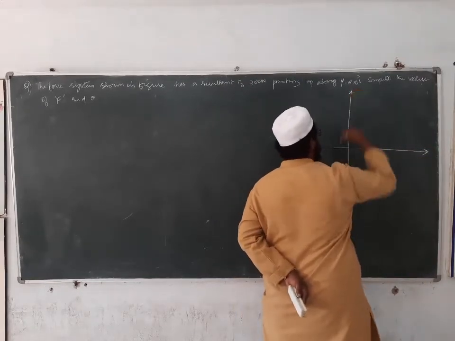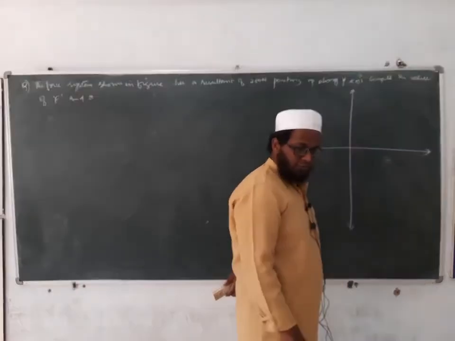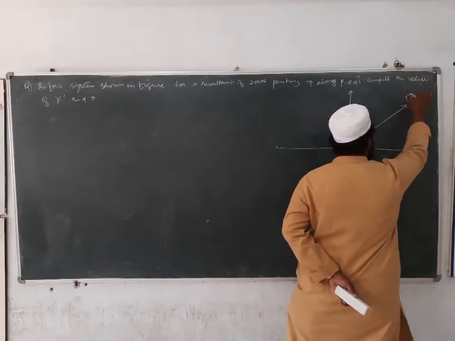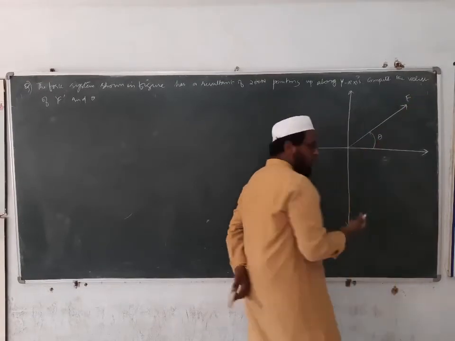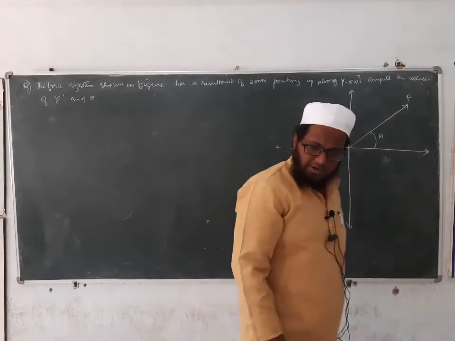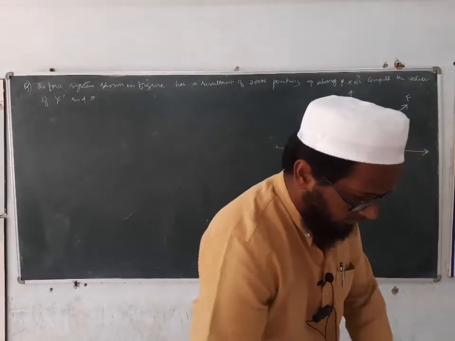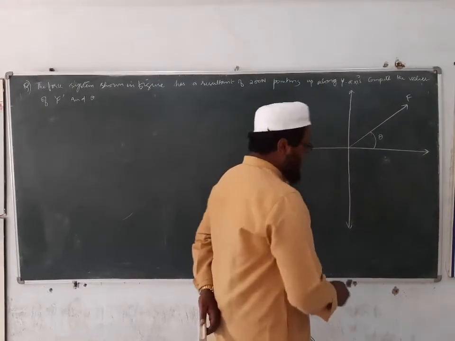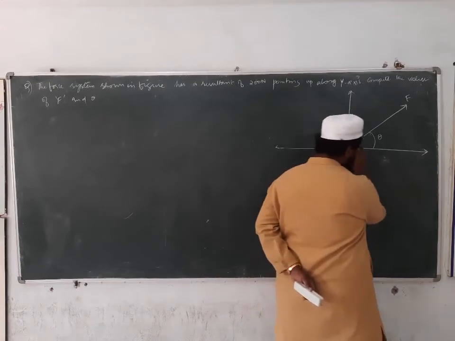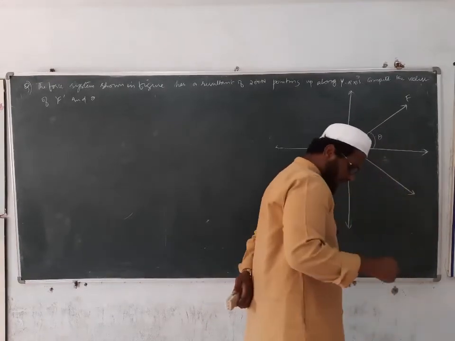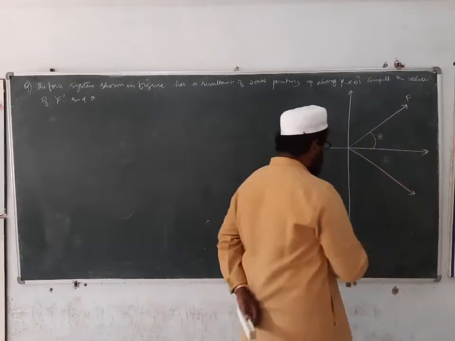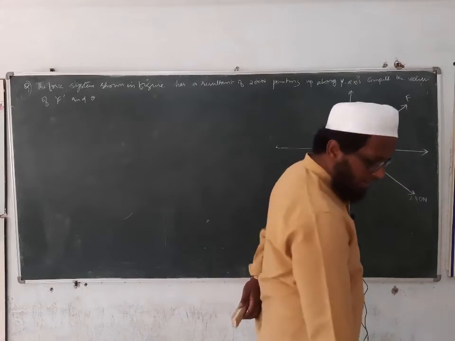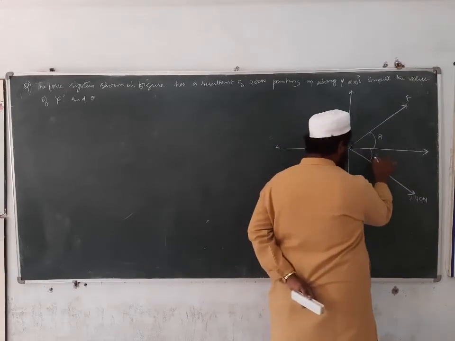Okay, there is one force in the first quadrant, F, at an angle theta. We don't know F and theta. Along with that we have one more force in the fourth quadrant, with a magnitude of 240 newtons, making an angle of 30 degrees with the x-axis.